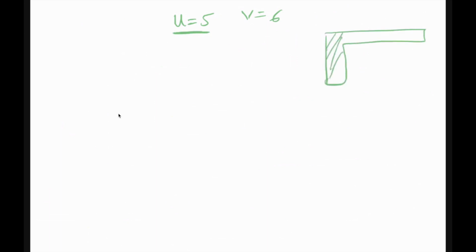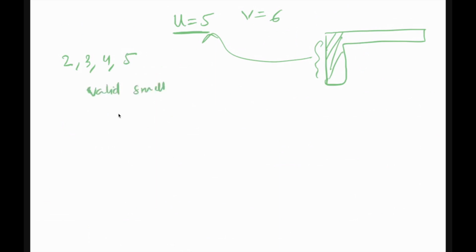Let's say we have u as 5 and v as 6. Now let's say that the shorter segment comes from u. By shorter segment I mean the shorter segment of the L shape. Suppose this comes from u. So how many valid lengths of shorter segments can come from u? As we know, we can have either 2, 3, 4, or 5.